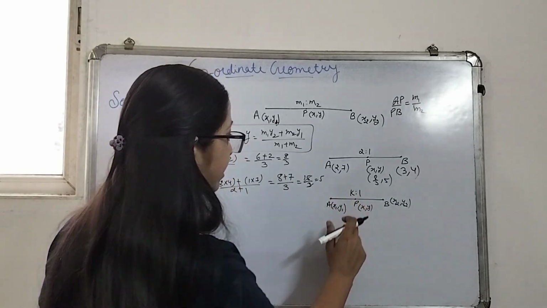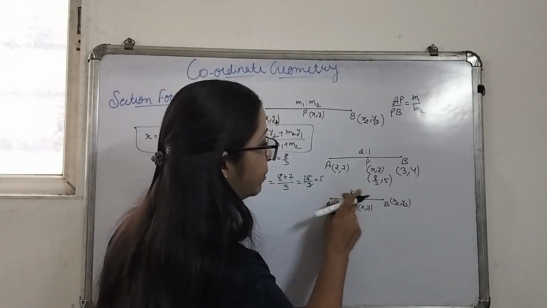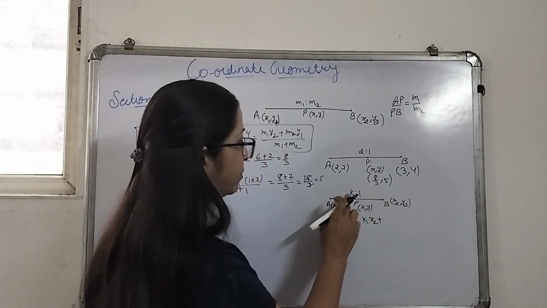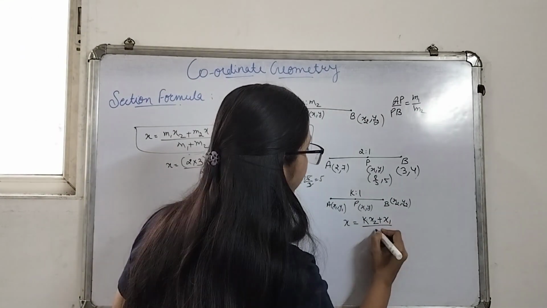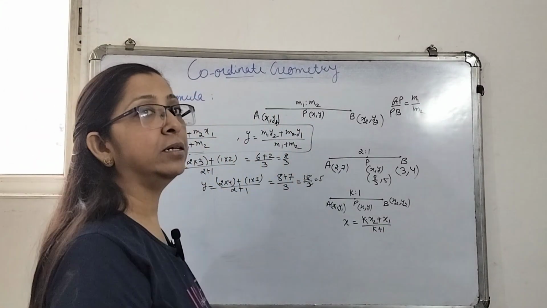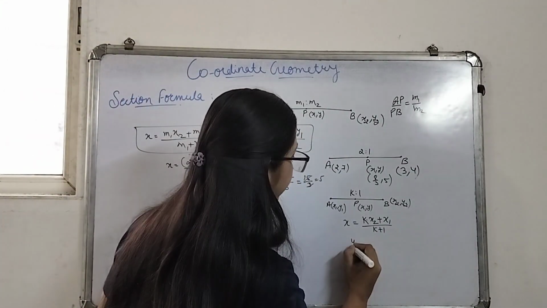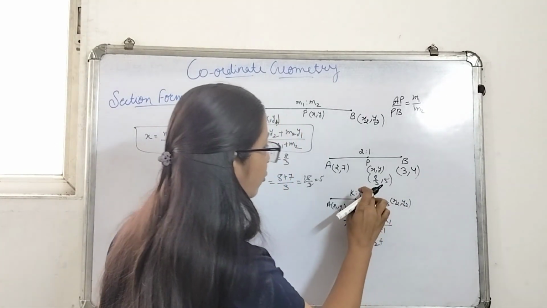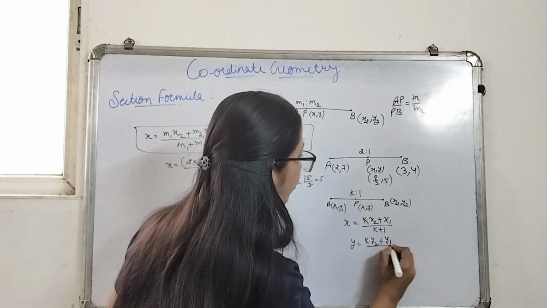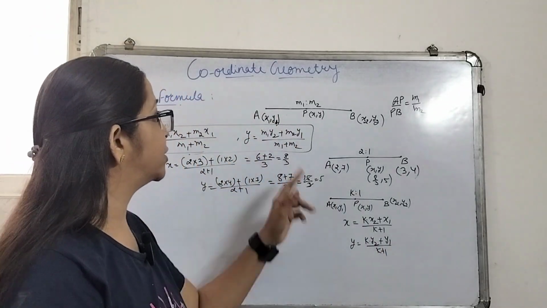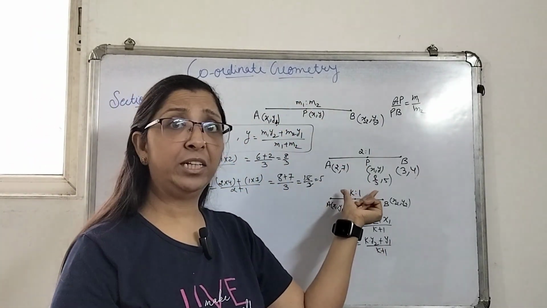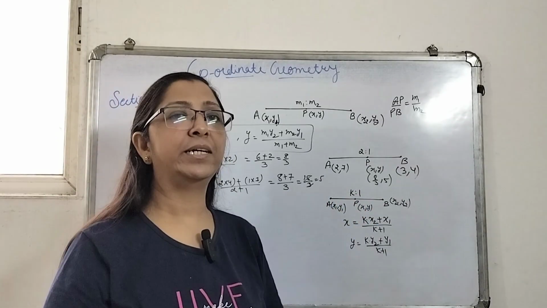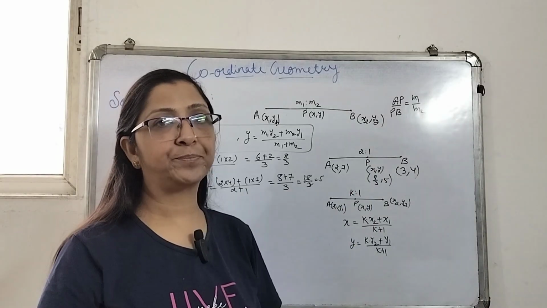So x will be (k multiplied by x2 plus 1 multiplied by x1) over (k plus 1). This will be the x coordinate, and the y coordinate will be (k multiplied by y2 plus 1 multiplied by y1) over (k plus 1). So instead of taking two variables, we can take one variable only, where P is dividing the line segment AB in the ratio k is to 1.